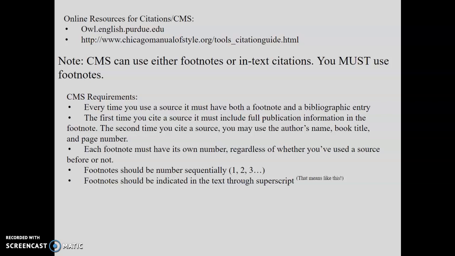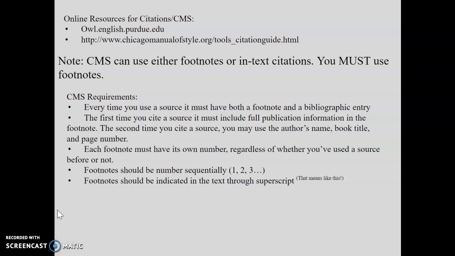Today we're going to talk a little bit about Chicago Manual of Style. Chicago Manual of Style is a citation style, or a way of formatting your paper, that's used by historians, including art historians. And unlike MLA or APA, which you may be more familiar with, Chicago style is actually a style that's used primarily for publishing your work.